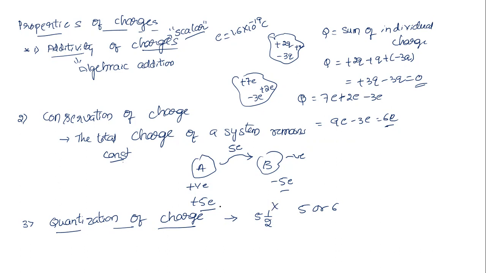In the same way, quantization of charge says that if you take any body, the total charge on the body, let me take the total charge as Q, is equal to an integral multiple of the elementary charge. I'm going to put plus or minus in front. Why plus or minus? Because some bodies can acquire positive charge and some bodies can acquire negative charge, depending upon which body loses electrons and which body gains electrons.